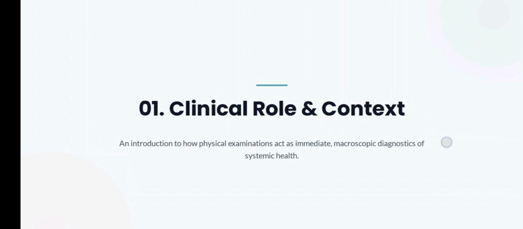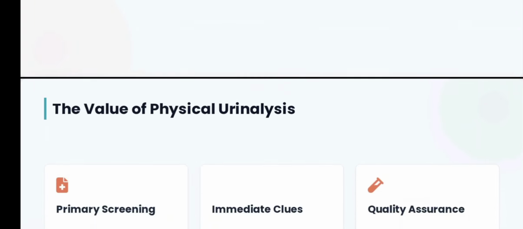Clinical role and context. An introduction to how physical examination acts as immediate diagnostics of systemic health. Physical examination of urine gives immediate information about a person's health. It helps doctors identify kidney disease, metabolic disorders, and other health conditions. It is a simple and cost-effective diagnostic method.